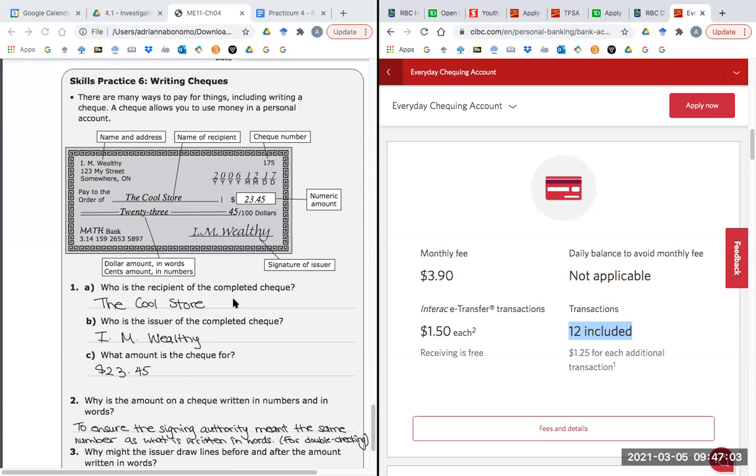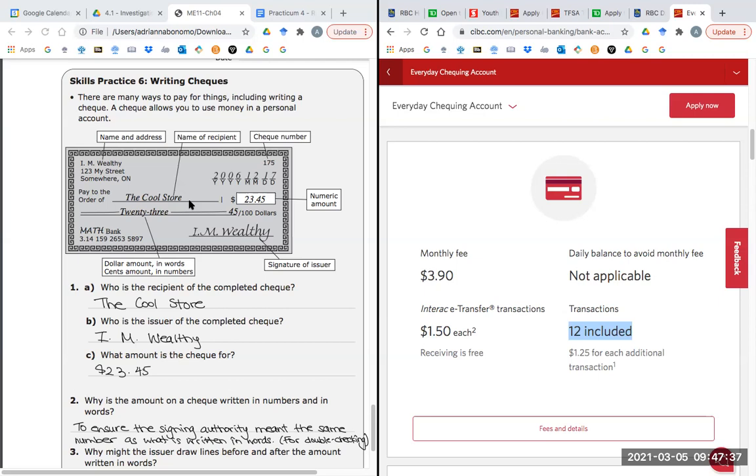So there are some key components of a check here. In the top left corner, you have your name and your address. The top right corner is the check number. Anytime you're writing a check, usually there's a part in your checkbook that allows you to write down your transactions and what you used it for. So make sure you jot down what check number you used, who it was written for, and why it was written. In the center here, we have the name of the recipient.